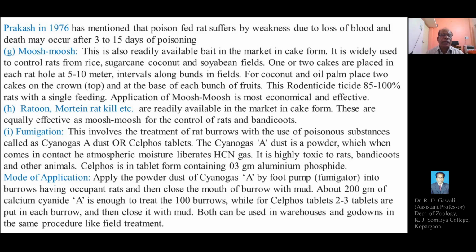Then the mode of application of the fumigants. Apply the powder dust of the cyanogas A by foot pump or the fumigator into the burrows having occupant rats, and then close the mouth of the burrows with mud. So after fumigation of the rat burrows with cyanogas A by the foot pump or a fumigator, we can close the mouth of the rat burrow with mud.